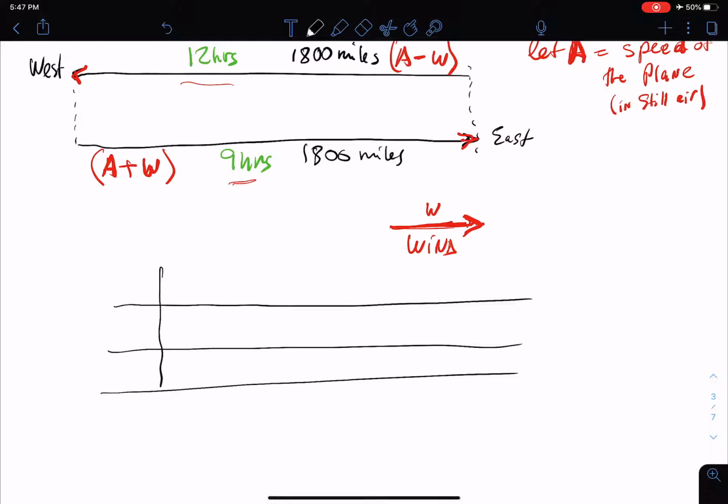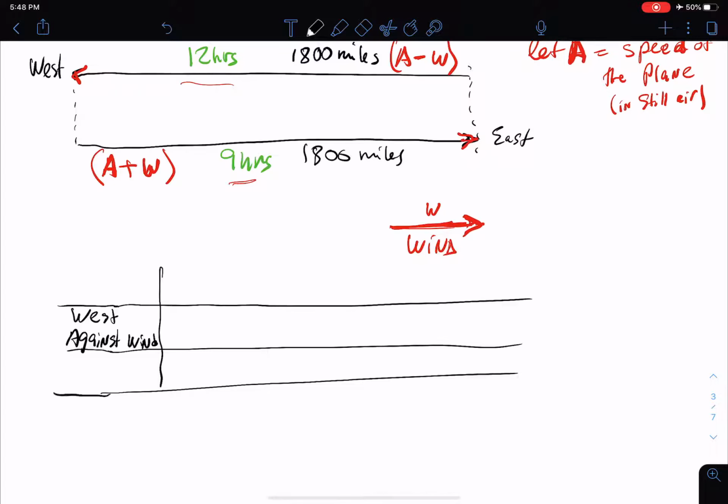And let's see. Yeah, the first one is going to be westbound. But maybe even better yet is to call it westbound is when we're going against the wind, which is a great song, by the way.